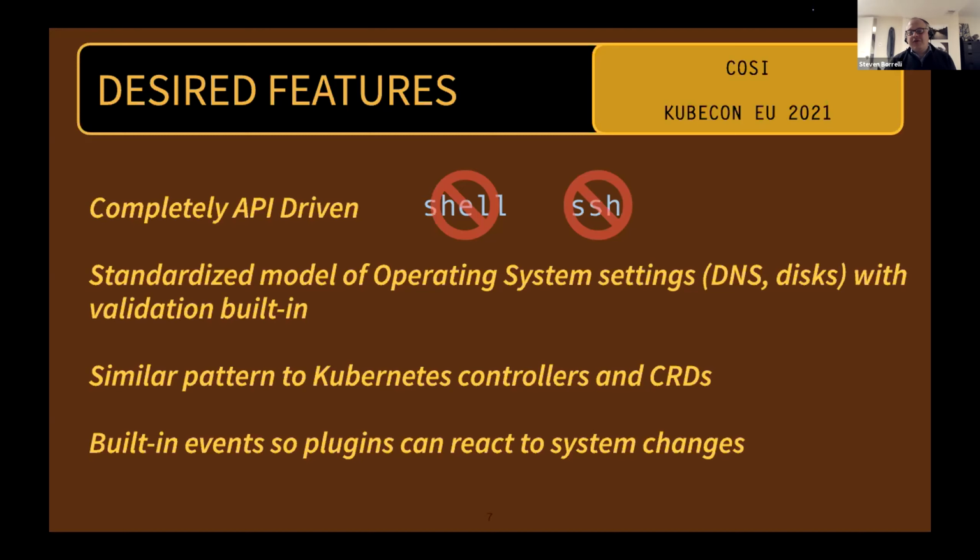Now, I have two terms here for the next thing, similar pattern to Kubernetes controllers and CRDs. If you've never used Kubernetes before, these might be terms that you have never heard of before. So I'll just say a Kubernetes controller is basically an application that runs all the time, and it tries to get something to a desired state. So that's basically it. On a Linux terminal, you might think of something like systemd, where you give it a unit or a service file, and it'll try to get it running. That's basically what a Kubernetes controller is.